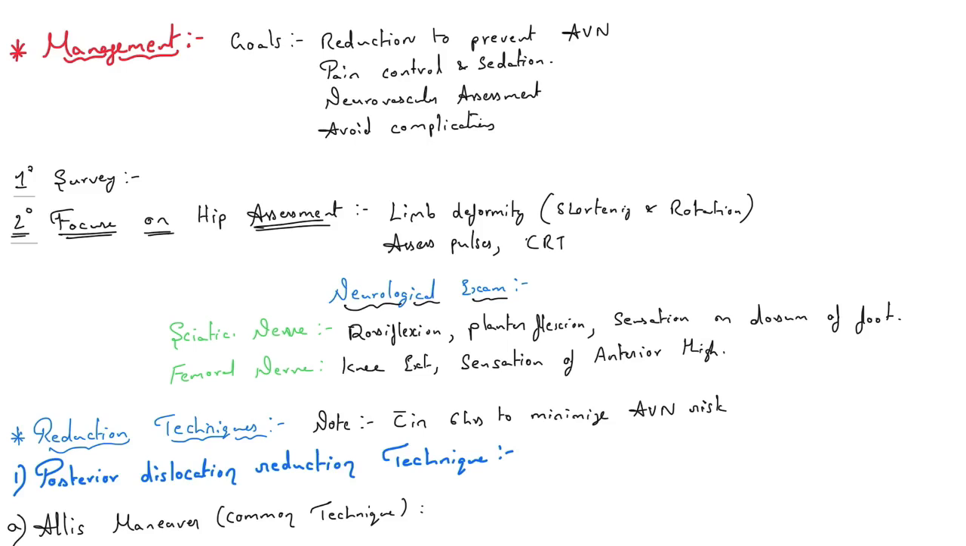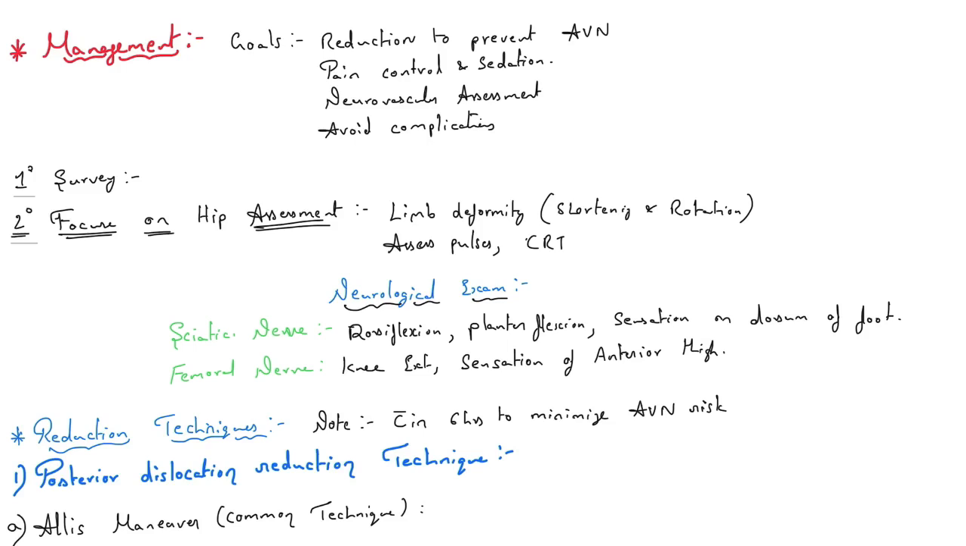First of all, we have to follow the primary survey. In the primary survey we follow trauma protocols like ABCDE: airway, breathing, circulation first, especially in polytrauma, and we have to immobilize the spine if trauma is suspected. Then we have to expose and assess the limb position. Next, in the secondary survey, we focus on hip assessment.